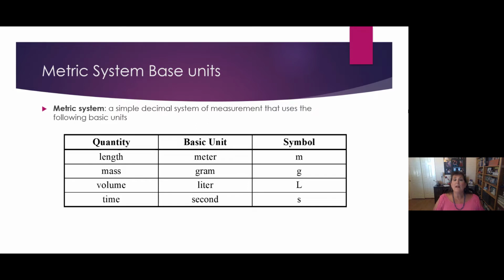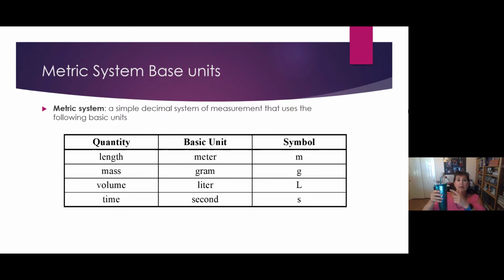Mass is measured in grams. Now, a gram isn't a whole lot. It's nothing close to a pound. A gram is about the weight of a paper clip, so it's actually really small. If we're going to weigh a person, then we use kilograms. But the base unit is gram, and it's a lowercase g.